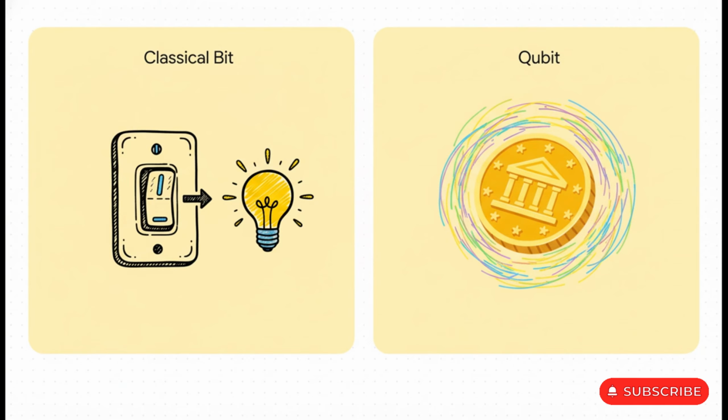It all starts with the building block, the qubit. You know a classical bit, right? It's just a light switch. It's either off, which is a 0, or it's on, which is a 1. End of story. A qubit, though, it's more like a spinning coin. While that coin is spinning in the air, it's not heads and it's not tails, it's kind of both at the same time. We call this amazing property superposition.